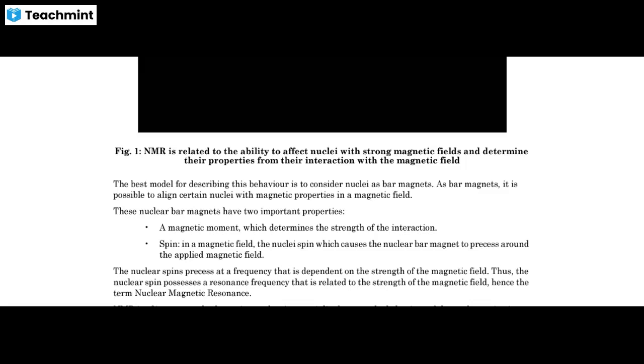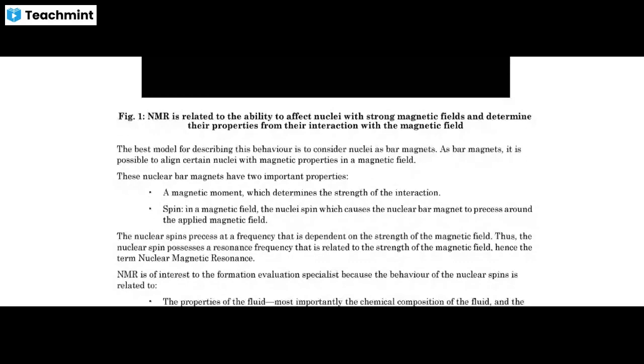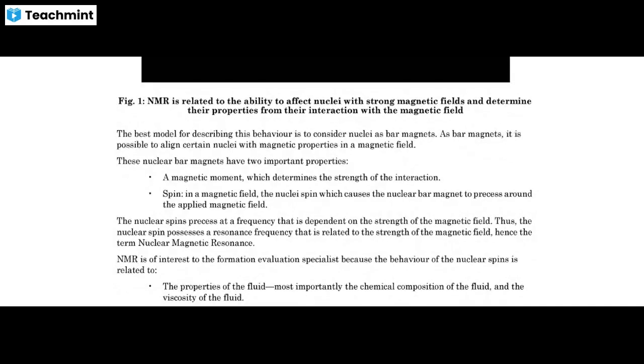Therefore, the nuclear bar magnets have two important properties: the magnetic moment, which determines the strength of the interaction, and the spin. In the magnetic field, the nuclear spin causes the nuclear bar magnet to precess around the applied magnetic field. This nuclear spin precesses at a frequency that is dependent on the strength of the magnetic field. Therefore, the nuclear spin possesses resonance frequencies related to the strength of the magnetic field. This is termed nuclear magnetic resonance.